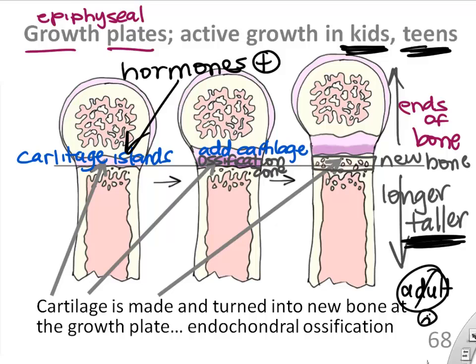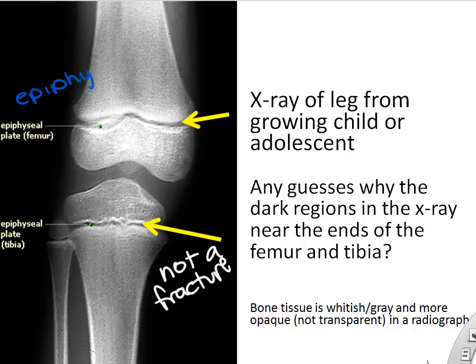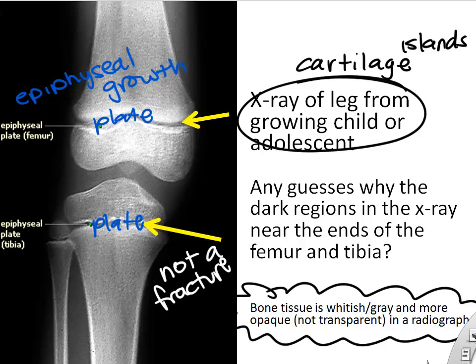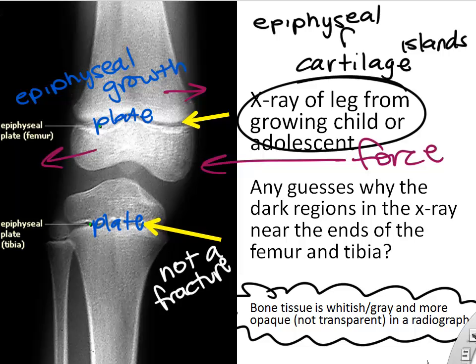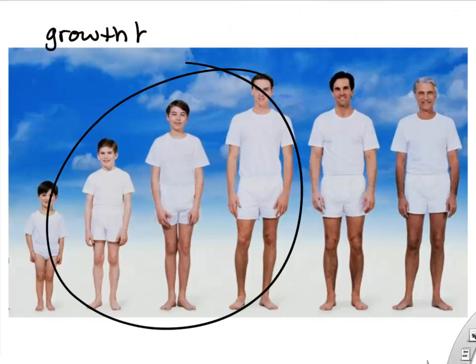In the adult, your growth plates are no longer active, and so you don't keep growing taller. If you look at an x-ray of a child or teen, you'll actually see this epiphyseal growth plate. It looks almost like a fracture, but it's really just the cartilage not showing up on the x-ray, because at these growth plates, the cartilage looks dark. It doesn't actually look like bone. And when you're an adolescent or a child, you can sometimes get fractures if too much force is placed on these growth plates, and that's called an epiphyseal fracture.